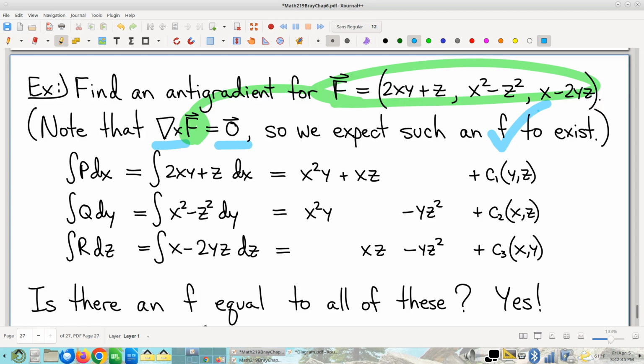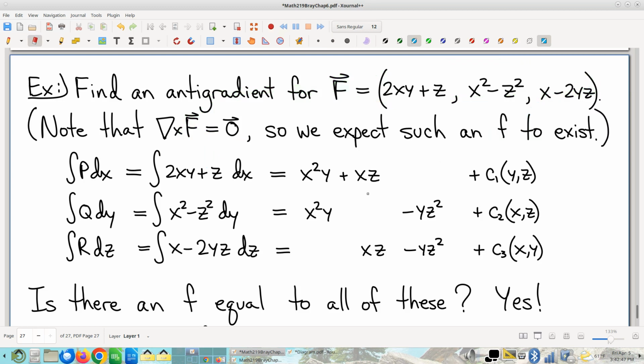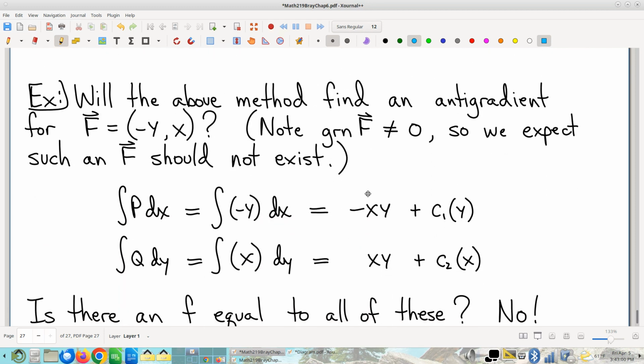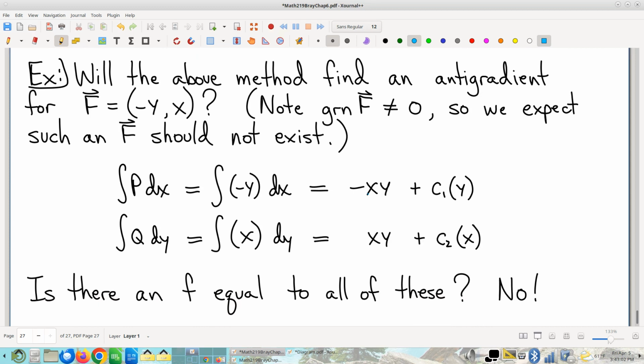Okay. All right, so what happens, though, when there isn't one? What happens if you know in advance that there's no anti-gradient? How does the game break down? How do you lose this game? In other words, when you're trying to find something that doesn't exist. And this is a nice little example here. Let's consider this vector field.